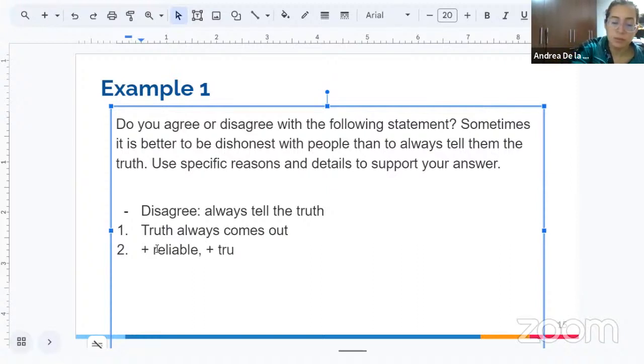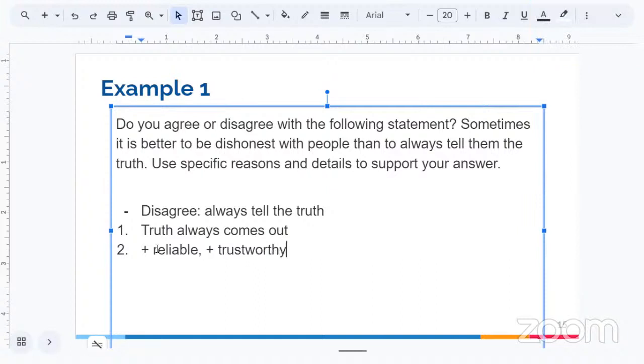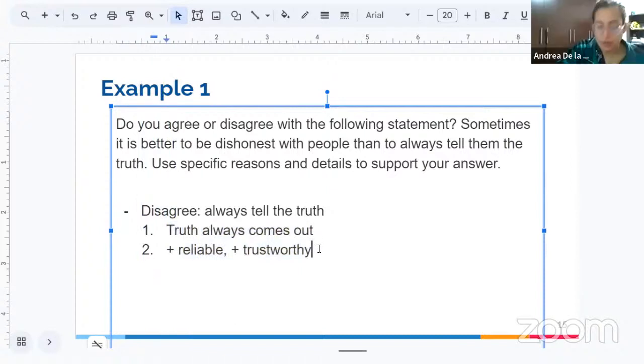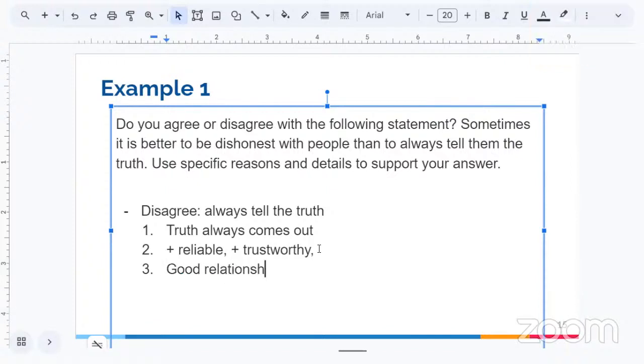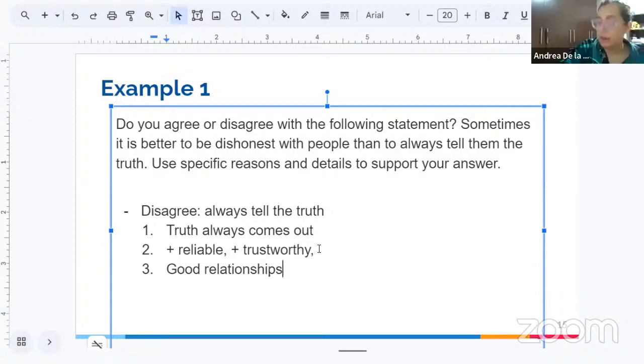Adriana, do you have an idea? Yeah, maybe telling the truth is a good way to empathize and build good relationships. A good relationship, yeah. Okay, good. Build good relationships. I like that idea as well. We're gonna write it down. Jose? What about clear conscience? Okay, all right. Having a clear conscience, not feeling guilty, right?